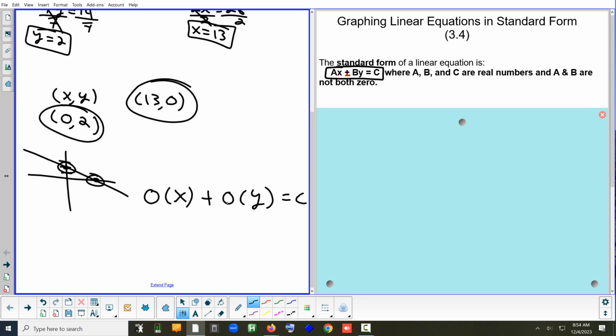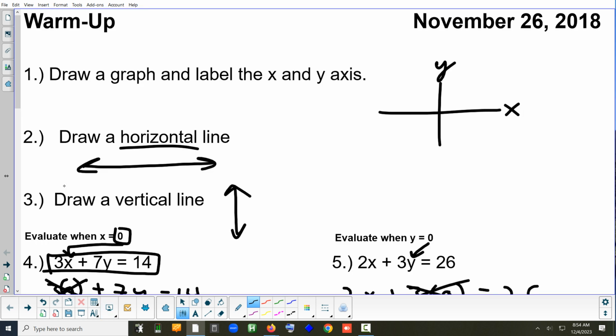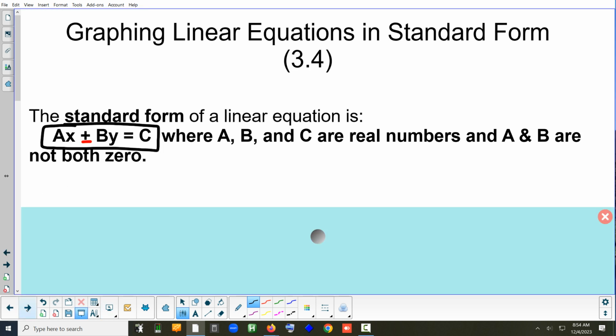What's 0 times x? 0. And 0 times y? 0. So 0, 0, 0. What happens is your x and your y both disappear. If your x and your y disappear, that's not the kind of equation we're going to be graphing today. The equation has to have one of those letters in it at a minimum. They can't both disappear. In fact, if they both disappear, you wouldn't even be drawing a line. You've got to have at least one letter in the problem to have it be a line.